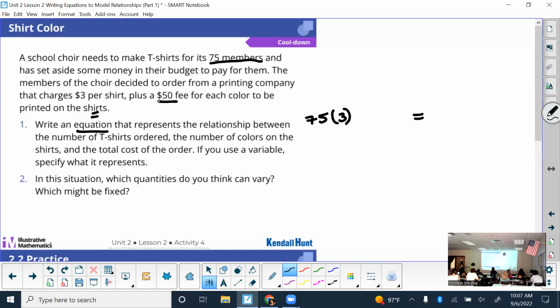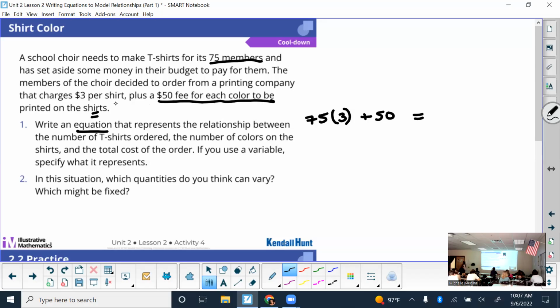The $50 fee for each color to be printed on the shirts. Would that add to our costs? Would it subtract from it? So I'm going to put plus 50, because that's what the fee is, but it's for each color to be printed on the shirt. Do we know how many colors they're going to have?